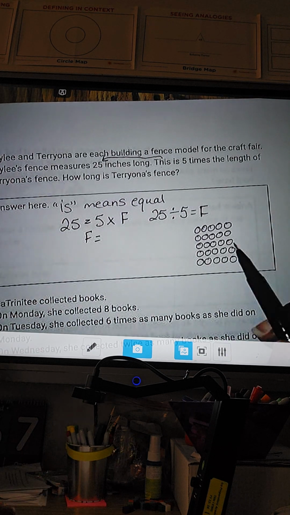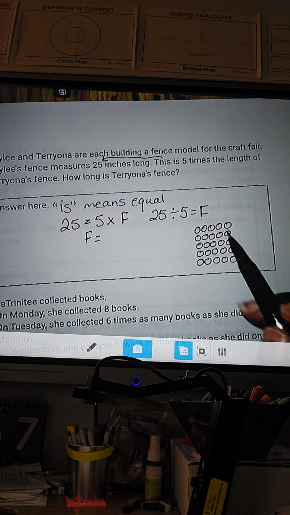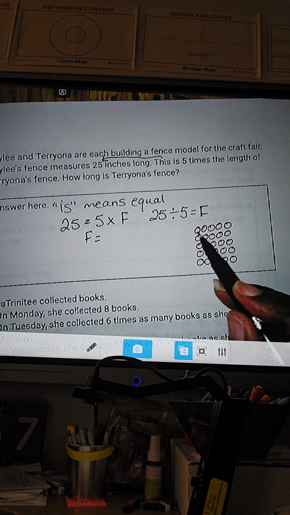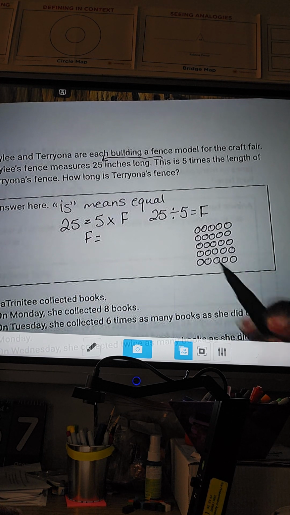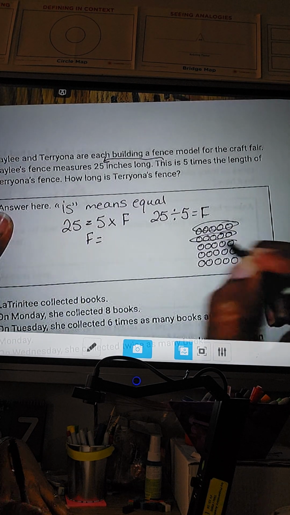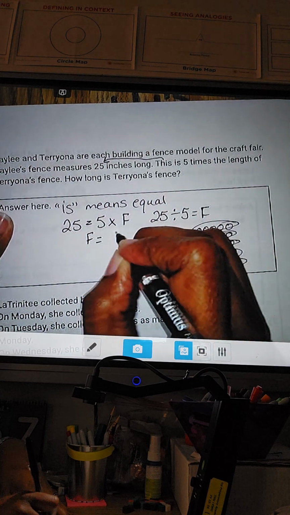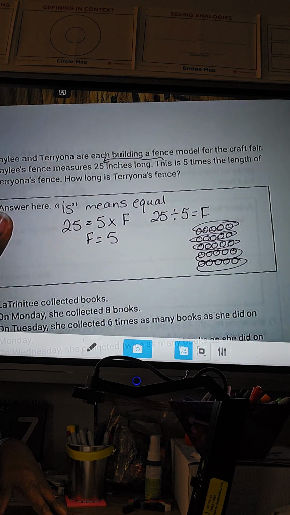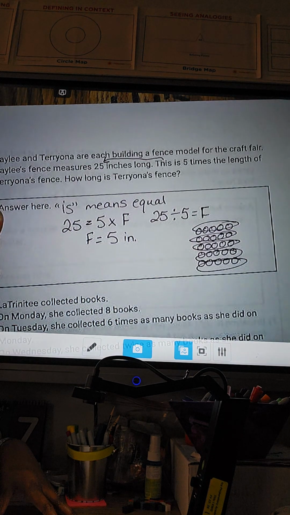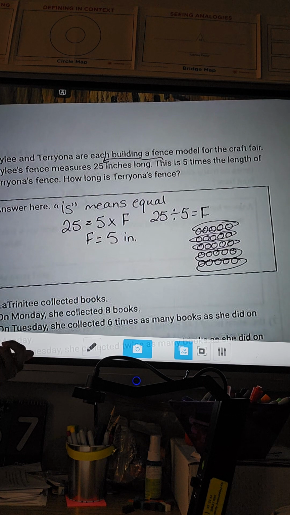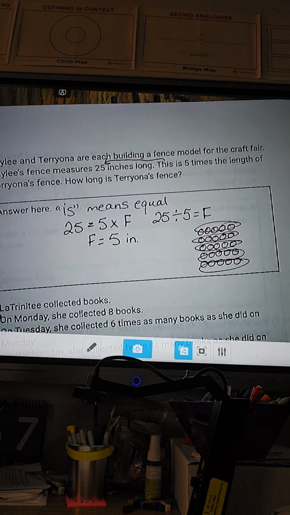All right, so we know that if we put them in groups of 5 and we do 25, 5, 10, 15, 20, 25, we see our array, and that means that there are 5 groups of 5, which equals 25, so F equals 5. That means that it is 5 inches long. Sorry about the announcements, but I need to get this done before I go.